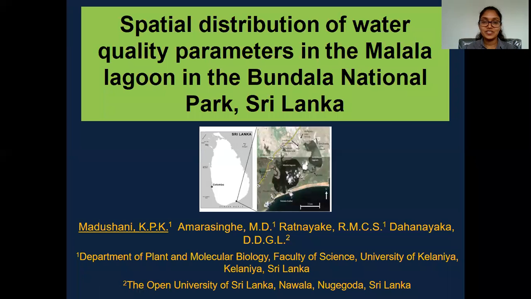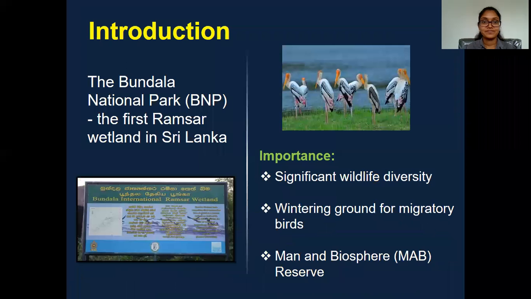I'm Kalpana Madhushani from University of California, and today my presentation topic is spatial distribution of water quality parameters in the Malala Lagoon in Bundala National Park, Sri Lanka. First, let's move on to a brief introduction.